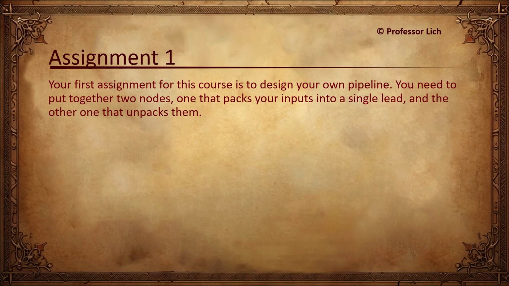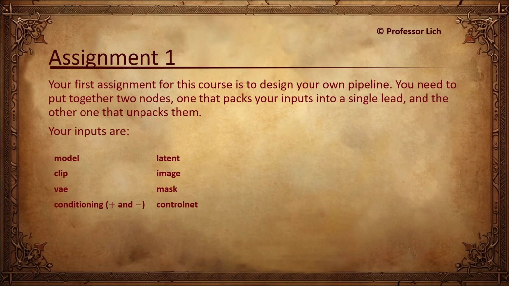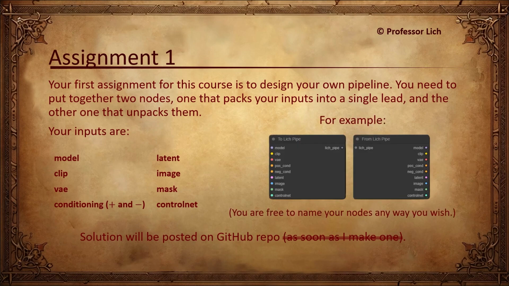Your first assignment for this course is to design your own pipeline. You need to put together two nodes, one that packs your input into a lead and the other one that will unpack it. So these are the inputs you're supposed to take in, or outputs, I guess, depending on the node. The solution will be posted on GitHub. Just to give you an idea, what I mean is something like this. Obviously you can name it anything you want. I just lack imagination here. And I'll give you a hint. Have a look at the repository of Lieutenant Dr. Data.